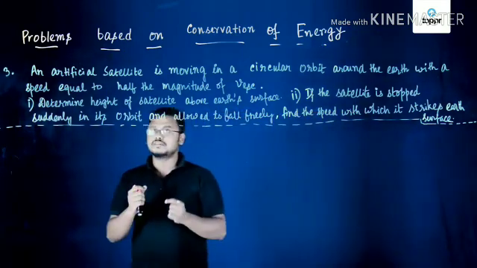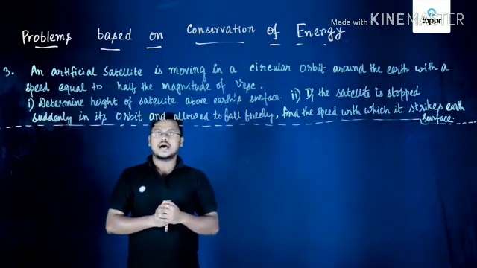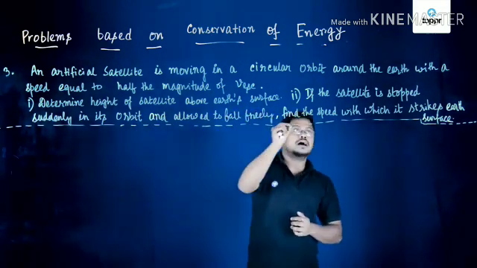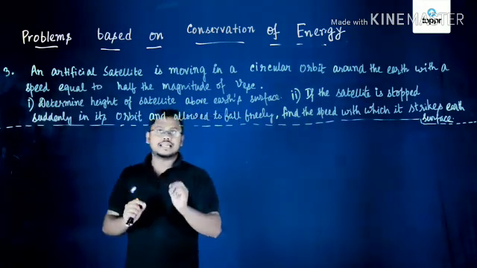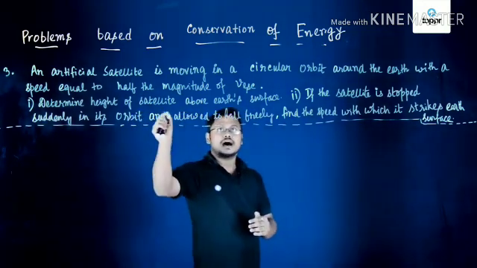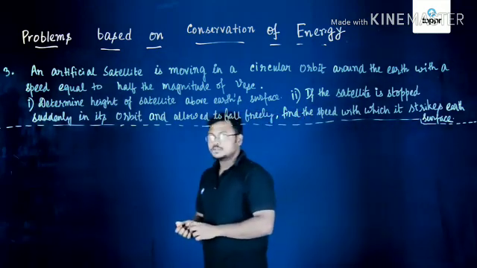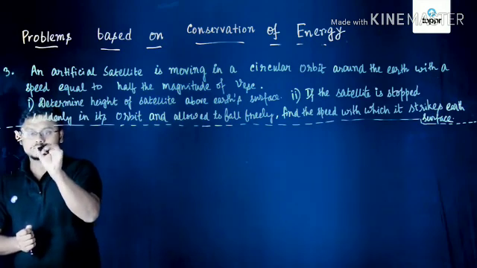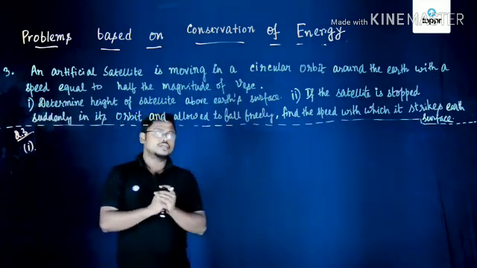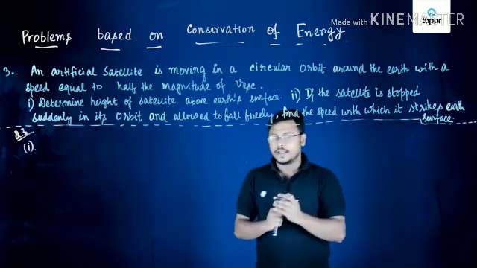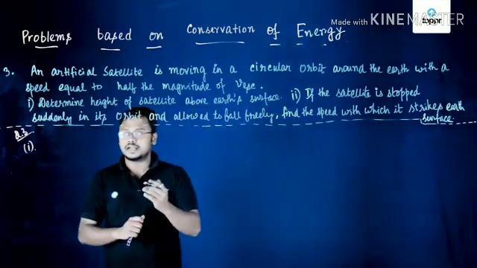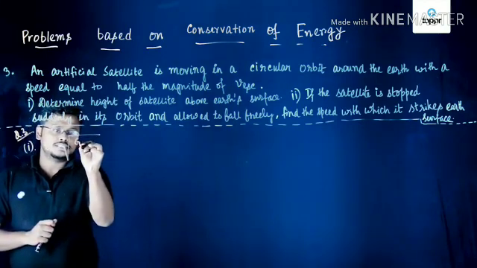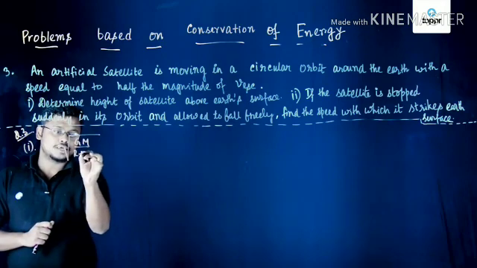So let us focus on the first part of the problem first. Determine the height of the satellite above earth's surface, and the condition given is that the orbital velocity of the satellite is half the magnitude of the escape velocity. For this first part of question number 3, we know the expression for the orbital velocity if it is moving at a height h above the surface of the earth: v orbital is given by root over GM divided by (R plus h).